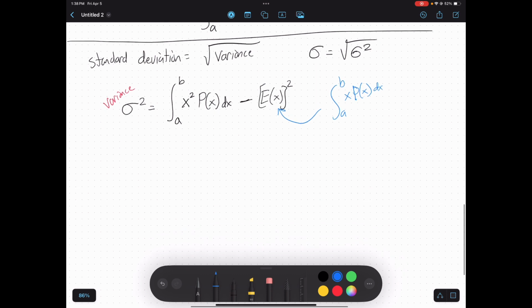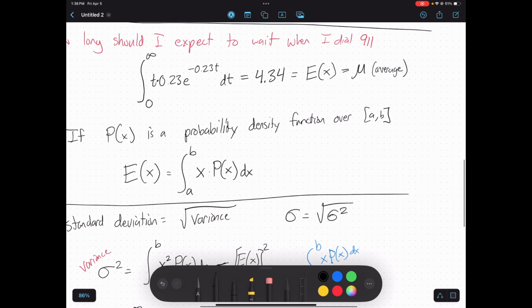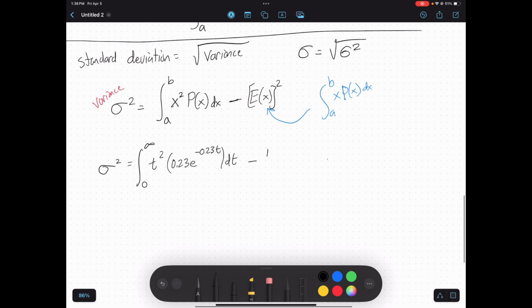Okay? So let's look at my specific situation. Let's go back to my 911 calls. If I want to calculate that variance, I'm going to take the integral from 0 to infinity of t squared times 0.23 e to the negative 0.23 t dt minus, well, once again, remember, I already calculated the expected value. I know what that is. My expected value is about 4.34.